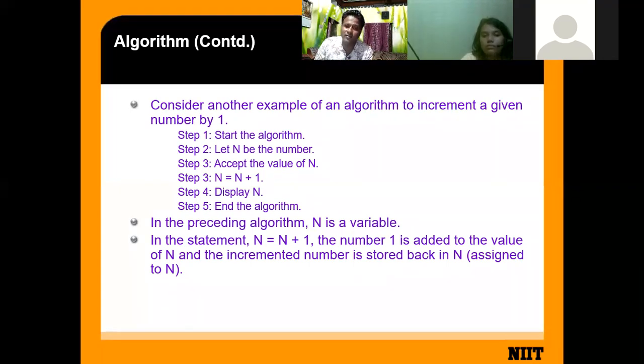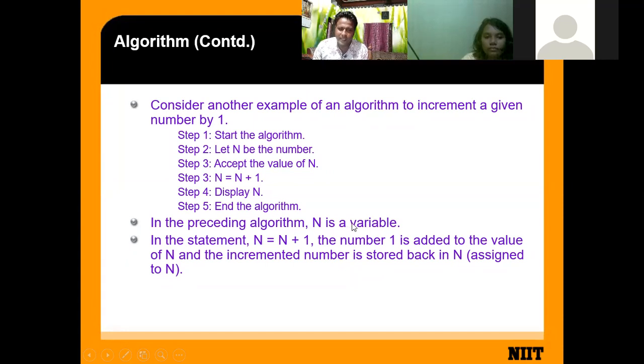To get the next number, what is the formula? You have to add 1 to the existing number. So n equals n plus 1. Then the resultant information is stored in n. After it is stored in n, it displays the n value, then end of algorithm.